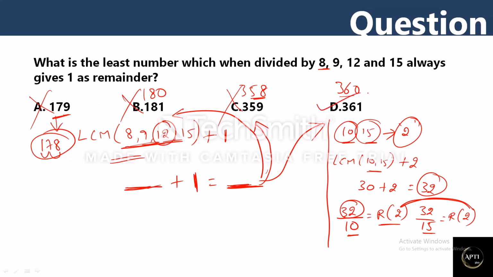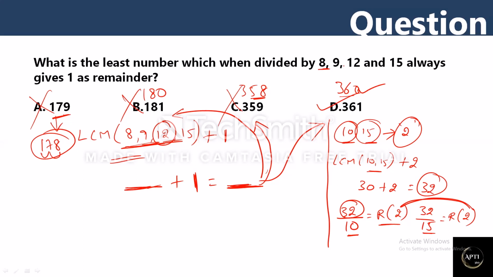The answer is 361. This is just for our reference. We are checking with the divisibility rule, right? Most students, looking at the previous video, make the mistake of directly checking the options, 179, 181, 359 and 361, with the divisibility rule of 8, 9, 12 and 15. We are not supposed to check the divisibility rule for the given options. We need to subtract 1, because they have clearly given that it leaves remainder 1. This is the simple logic that you need to understand.